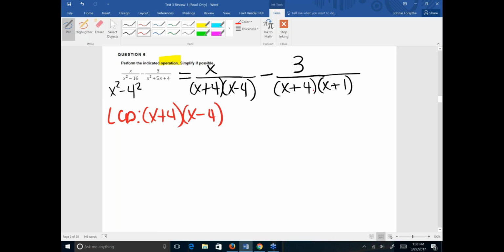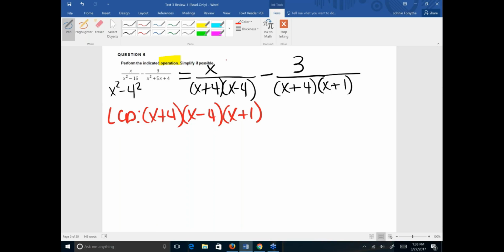The second denominator has an x plus 4. We've already taken care of that. But it also has an x plus 1. So your least common denominator would be this entire expression, x plus 4 times x minus 4 times x plus 1. So what you want to do is multiply both expressions by that LCD, and what will happen is that you will cancel out the denominators, and then you can simplify from there.